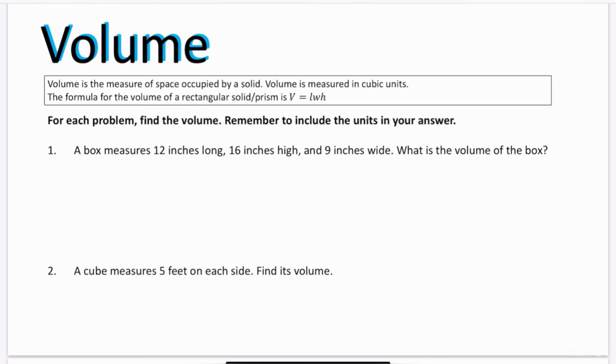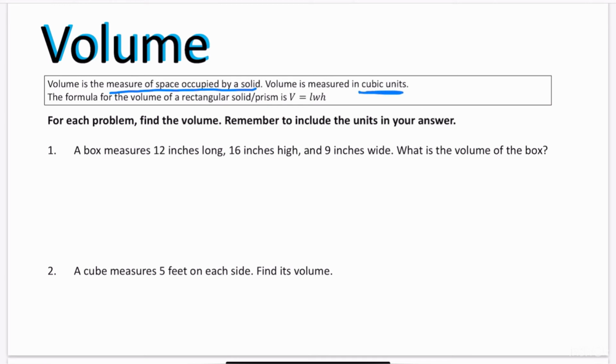Finally, we're going to talk about volume, but the volume problems we're going to work with right now are actually pretty simple. Volume, by definition, is the measure of space occupied by a solid. So if you have a pool in your house or you go to a pool, the amount of water that's in that pool, that is volume. If you have a soda can, the amount of soda that's in that can, that is volume. Volume is measured in cubic units.